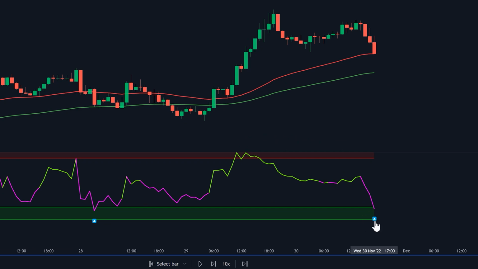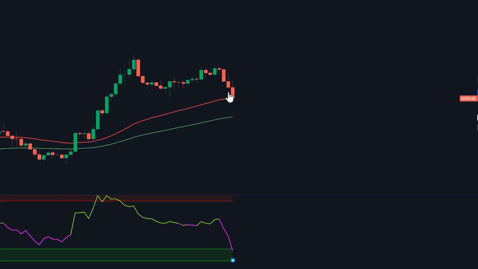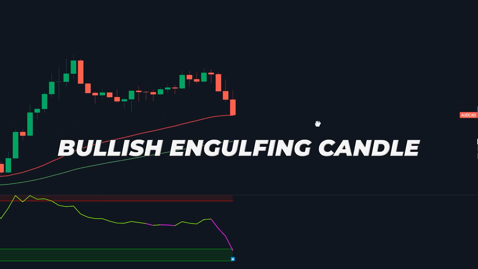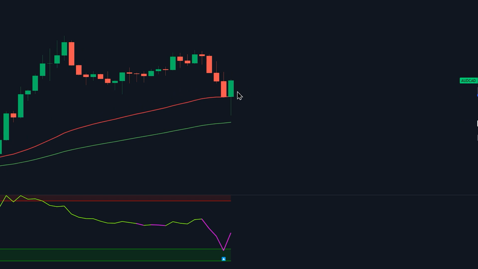Next, we need to confirm the end of the pullback. But how do we confirm the end of the pullback? Oh, I'm glad you asked. We're going to confirm the end of the pullback by looking for a bullish engulfing candle. We're only going to be waiting for a maximum of 2 green candles for the engulfing candle. If the first green candle is not engulfing, we will check the second one. In this example, the first green candle was an engulfing candle, so we enter a long position here.